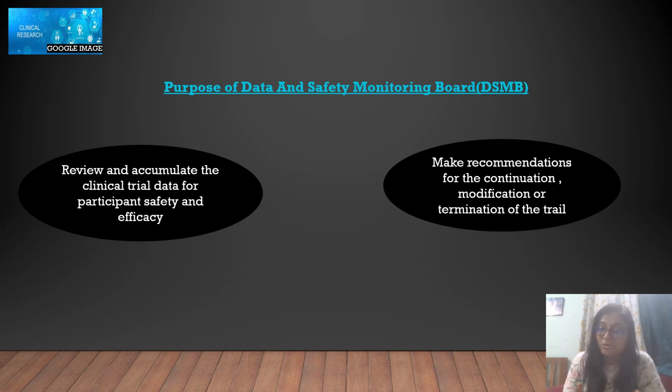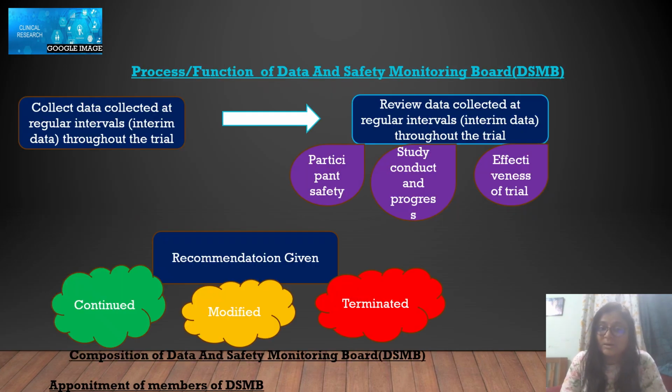Their second, or main, purpose is to make the recommendation that this clinical trial should be continued, should be modified, or should be terminated. This is the main purpose of the Data and Safety Monitoring Board. And then there is the process of the Data and Safety Monitoring Board, where we talked about how it works. First they collect data, then they review data, and after that they give the recommendation. If you want to see the detail about this process, you can go to the previous video.